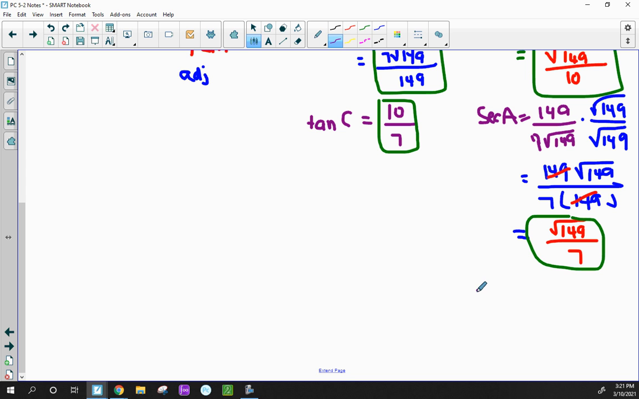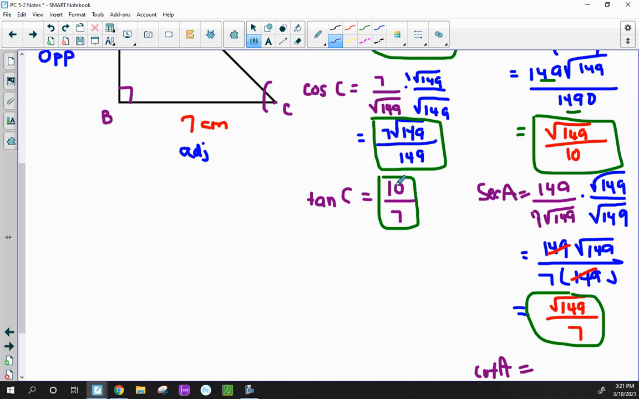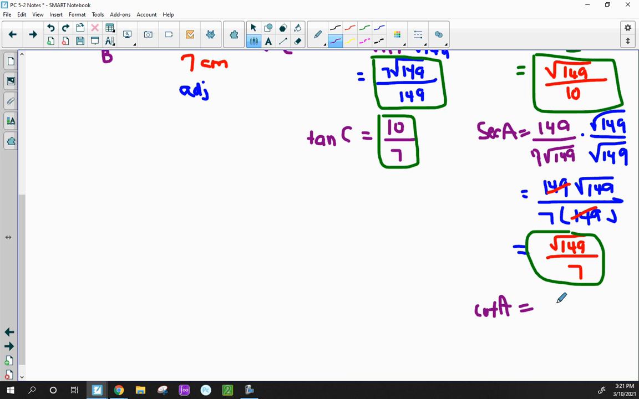And then the sixth one, we got cotangent. Cotangent of A. Cotangent is the inverse or reciprocal of tangent. Tangent was 10 over 7, so cotangent is 7 over 10. And that is an easy fraction that's already reduced, so we can stop there.